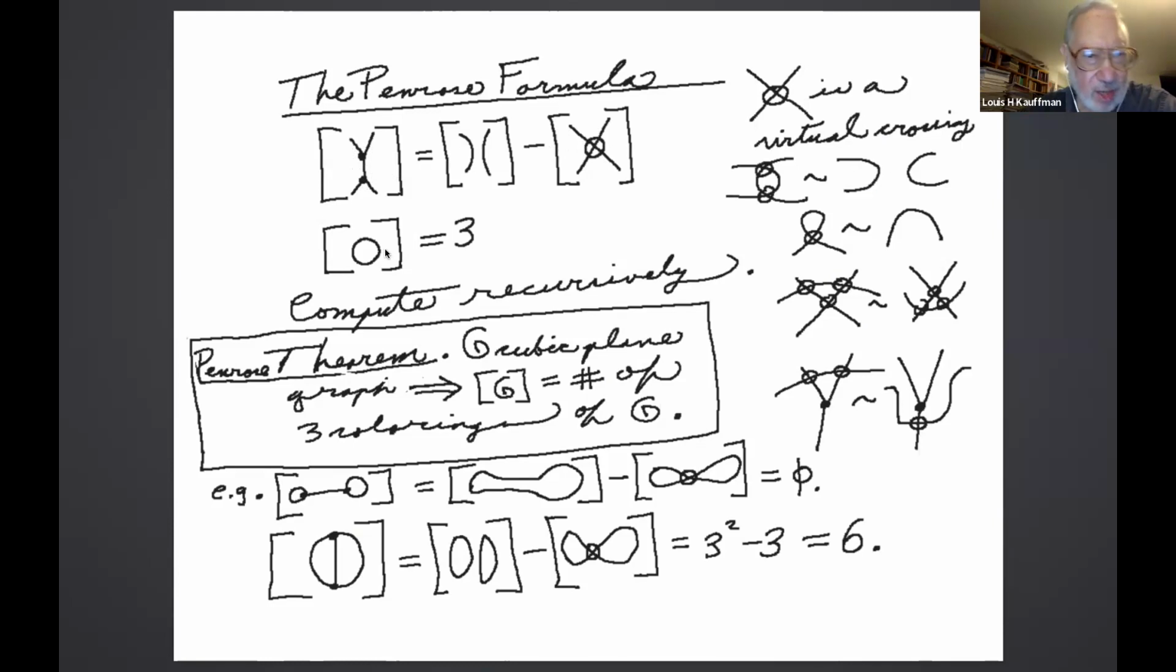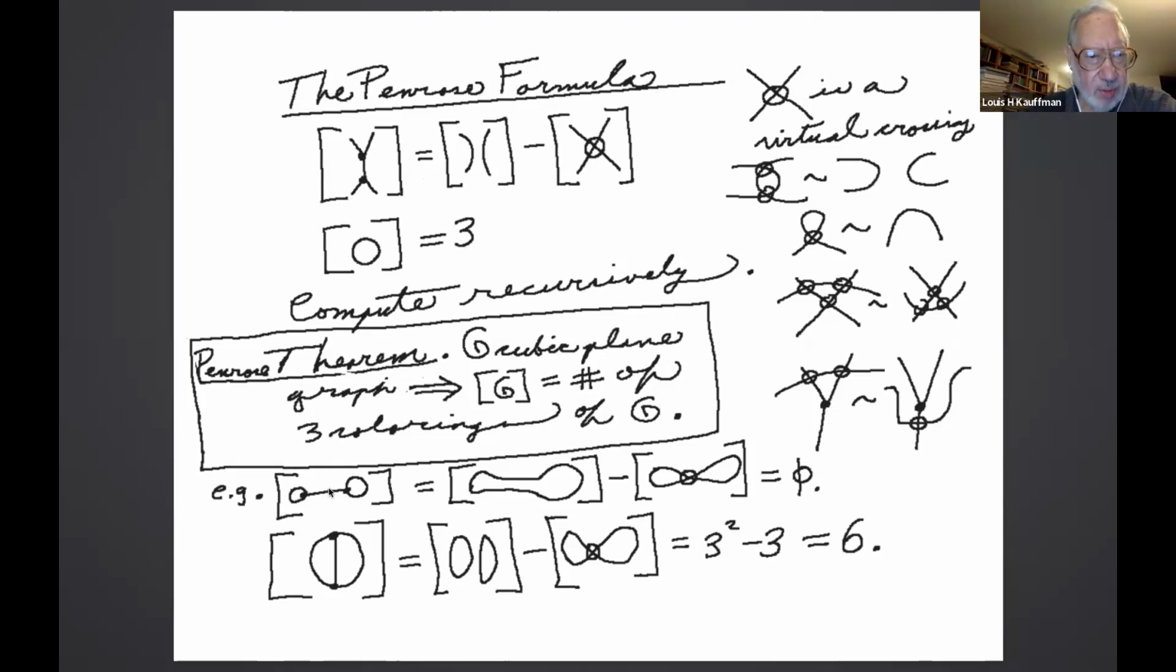There are 3 ways to color a bare loop. So Penrose's theorem is that if you compute recursively in this way, using the skein relation, then the result will give you a number, and that number will be the number of 3-colorings of the graph. So let's look at an example, and then we're going to prove this theorem. Now, mind you, it's a planar graph. If you're not in the plane, if you don't have an embedded graph in the plane, this won't work, and we're going to fix it so that it will work more generally.